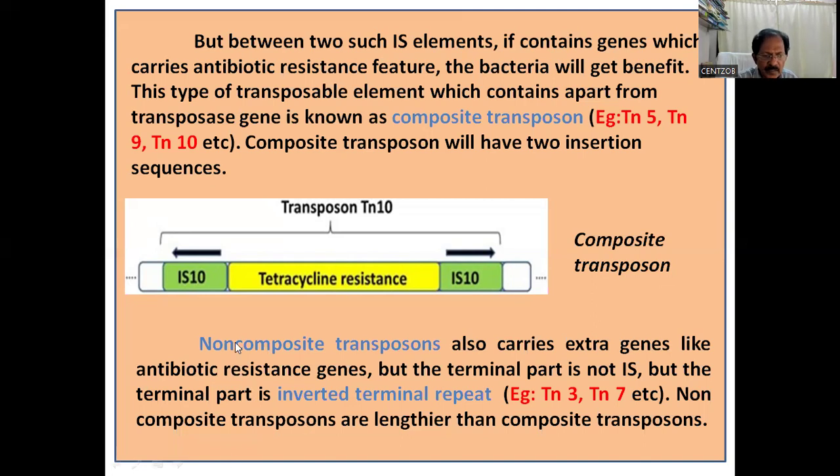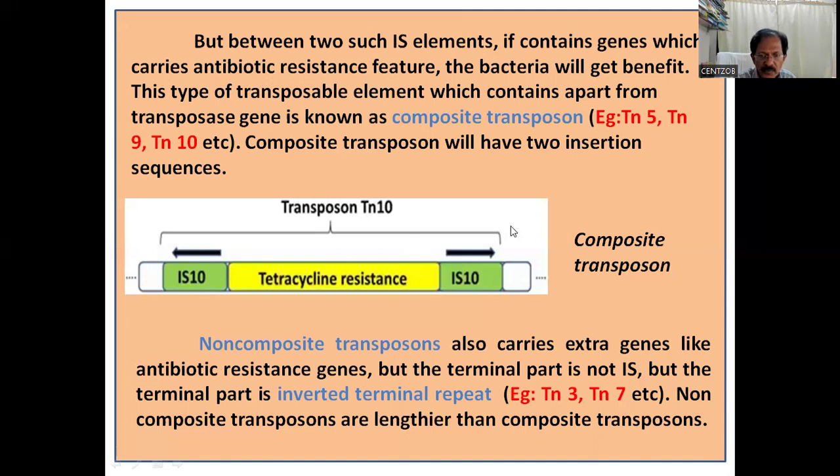You see, this is IS, this is IS. Two IS elements are there. This is one peculiarity. And an antibiotic resistant gene is there. Here, IS10, why? It is Tn10, a bacterial transposon. This diagram is that of Tn10, where the antibiotic resistant gene is for tetracycline. Remember it. Composite transposon examples: Tn5, Tn9, Tn10, etc. Here the diagram is Tn10. That is why it is with IS10.